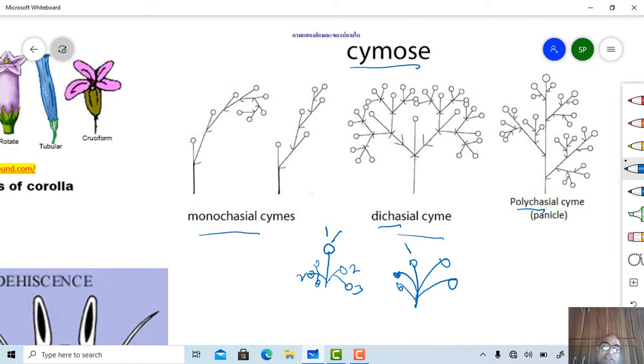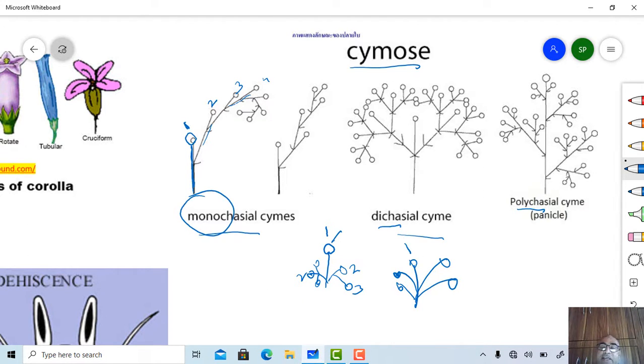What is monochasial? This is the main axis of the inflorescence and it ends in a flower. This is the first flower. If laterally it produces a single flower at a time, which again ends in a flower, then the second one behaves as a first one with its peduncle and again produces a third flower. The third flower again produces a fourth flower, one at a time, that means monochasial.